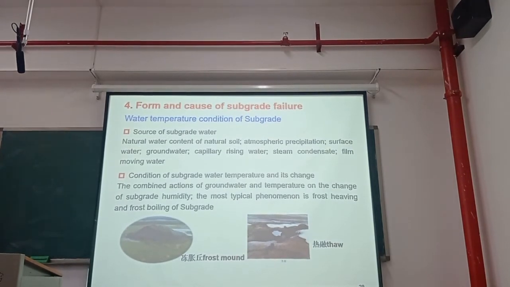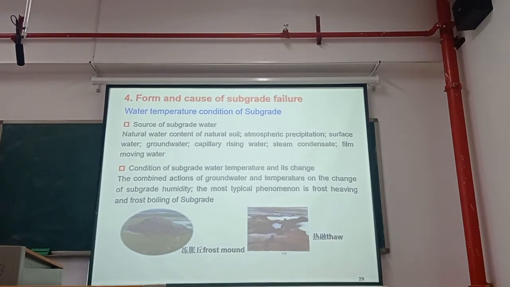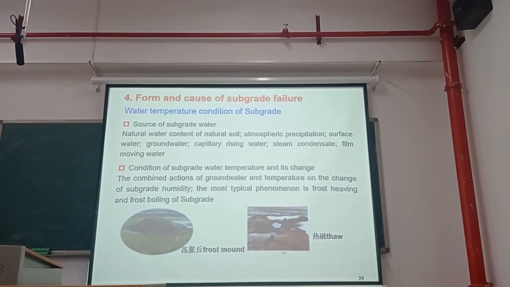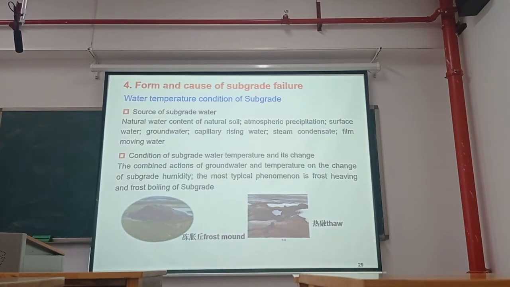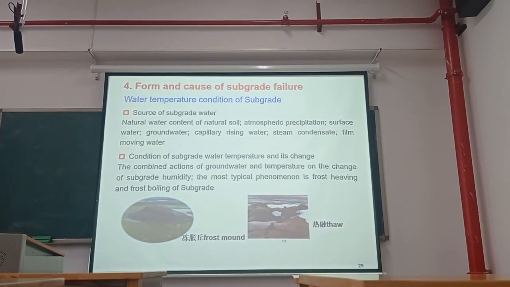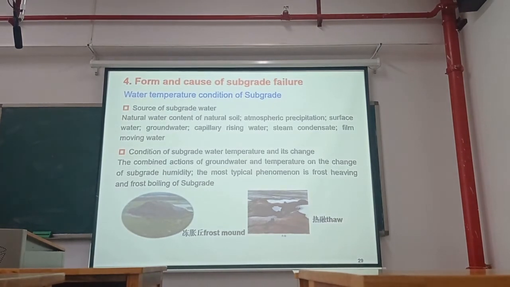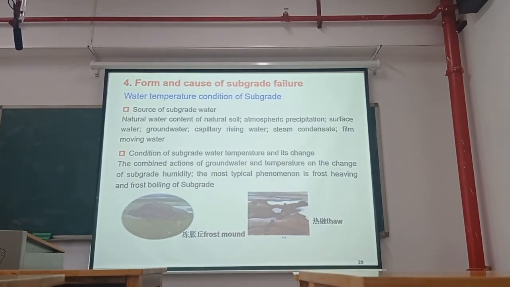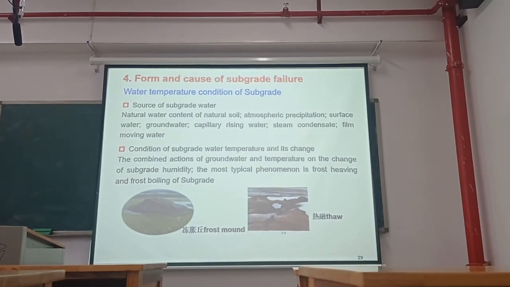Sources of subgrade water. Natural water contained in natural soil: atmospheric precipitation, surface water, groundwater, capillary water, steam condensate, and film moving water. This is the water. The sources of subgrade water and the conditions of subgrade water temperature and exchange combine the actions of groundwater and temperature on the change of subgrade humidity. The most typical phenomena are frost heaving and frost boiling of subgrade.